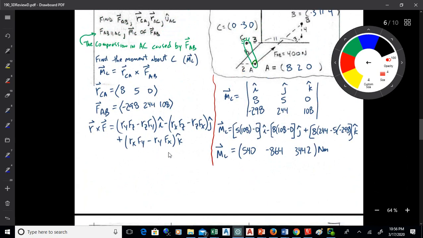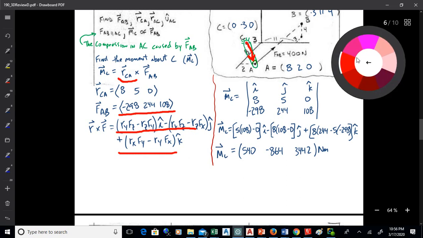Now to get a moment of the force AB about point C there, you need a position vector from C to A. That's important. It goes from C, where you're taking the moments about, to A, where the force is applied. That's 8, 5, 0. You would then cross that with the force vector, -298, 244, 108. So you just do a cross product. The formula is right on the formula sheet. Here I've got the cross product set up in a 3x3 determinant form. So however you like to calculate cross products, you just need to run through that.